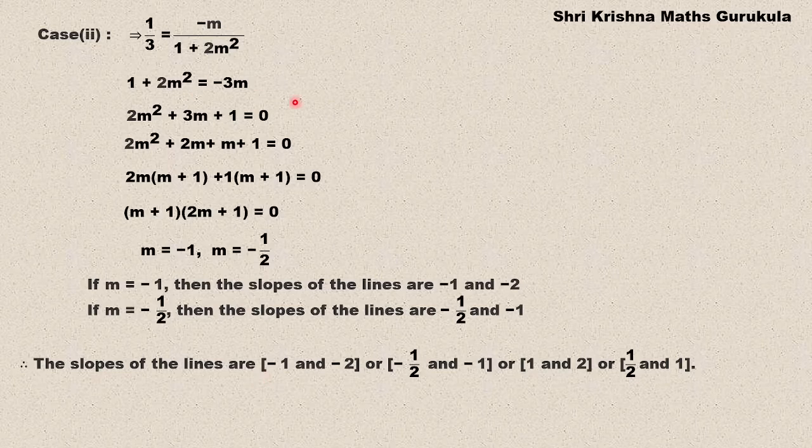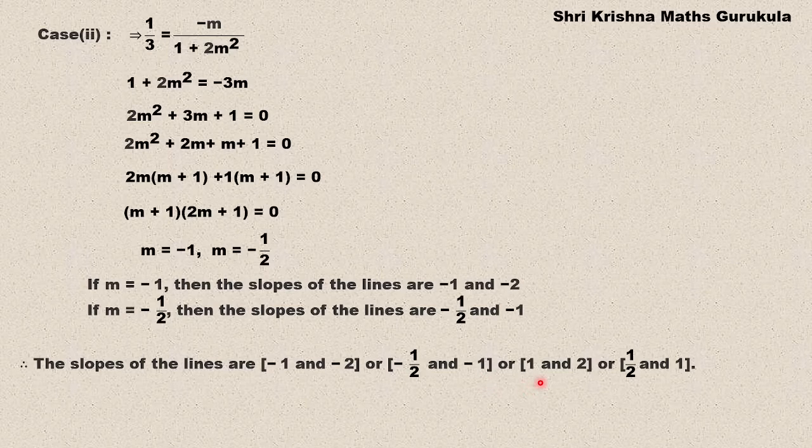Then see, in the first case we got two different pairs of lines. In the second case also we have got two different pairs of lines. So we have got four different possible pairs of lines. You got it? Four pairs is what we have got. So in the first pair, if the slope of one line happens to be minus 1, then the slope of the other line will be minus 2. Or in the second pair, if the slope of one line happens to be minus half, then the slope of the other line would be minus 1.